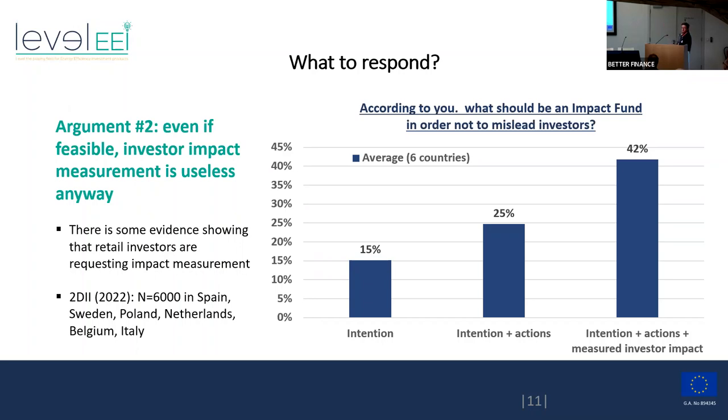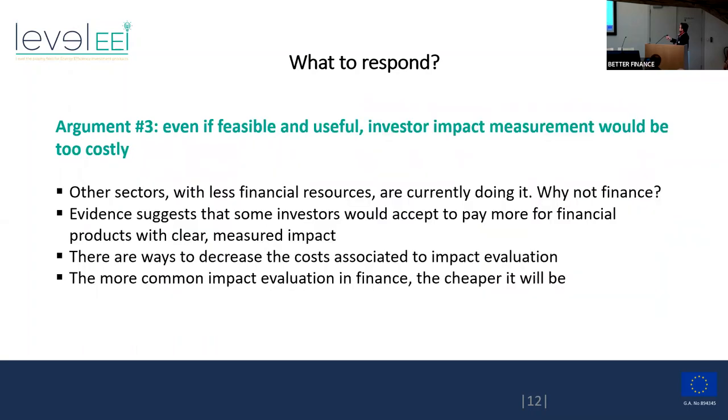So far, it looks like they want it. And finally, the third argument was that it would be too costly. First, the other sectors are doing it and they are not endowed with more financial resources to do it. Like if you go to philanthropy, they don't have more money than investment funds. So they are doing it. Why finance will not do it first?